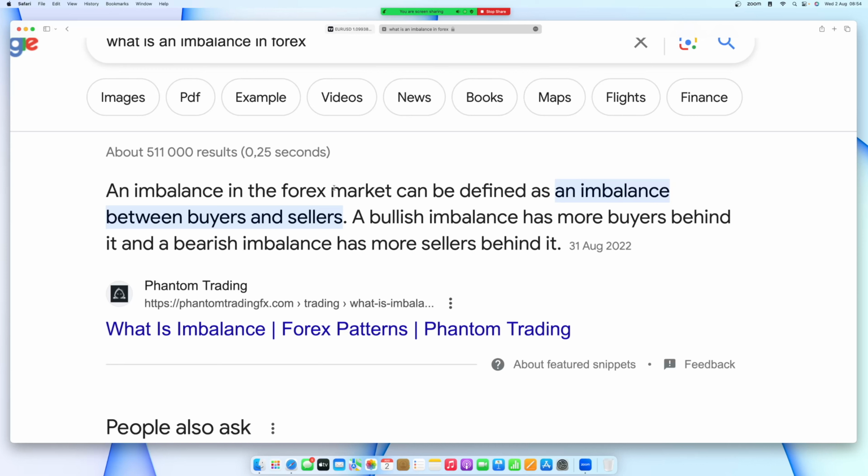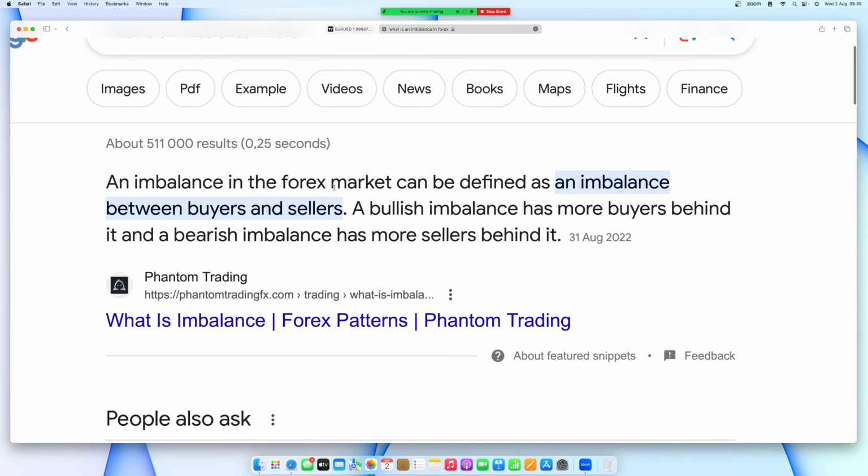So that gives us an idea that we actually have two types of imbalance, a buy imbalance and a sell imbalance. So already now you know that if you are going to be trading a buy imbalance, it means you're going to be looking for buying opportunities based off that imbalance. And if you're going to be trading a sell imbalance, you're going to be looking for selling opportunities based on that sell imbalance. It's as simple as that.